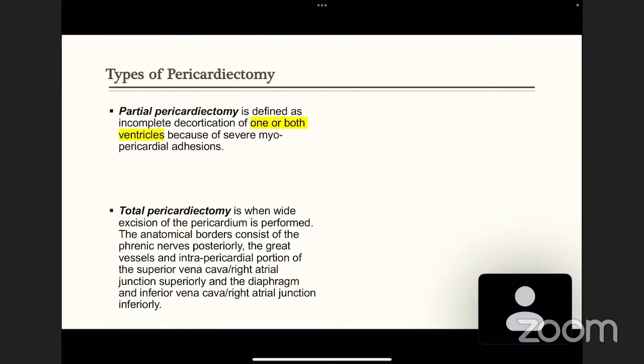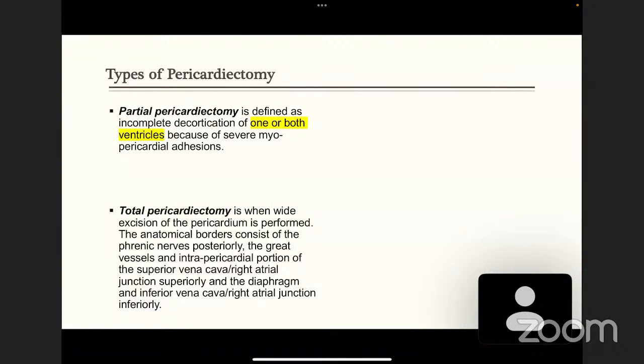Types of pericardiectomy, as already been mentioned before, we have partial, total, radical, and the Waffle procedure. So for the partial pericardiectomy, it's not an intended procedure. It's known as an incomplete decortication of one or both of the ventricles because of severe pericardial adhesion. Total pericardiectomy is a wide excision of the pericardium with the landmark of the phrenic nerves posteriorly, the great vessels, and the intrapericardial portion of the superior vena cava, along with the right atrial junction superiorly. And then we have the diaphragm, the inferior vena cava, and the right atrial junction inferiorly.